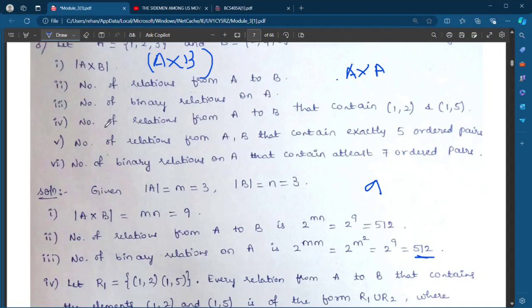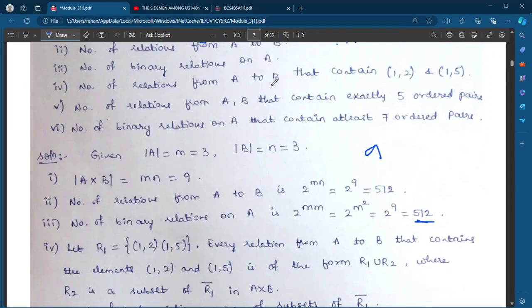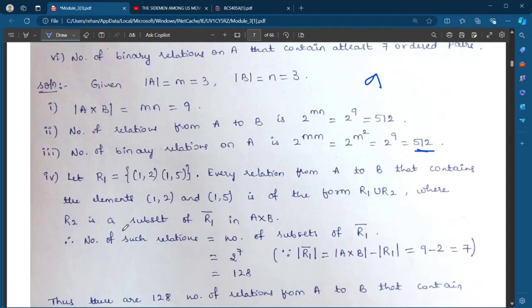Okay, then the fourth one: the number of relations from A to B that contains (1,2) and (1,5). Let R1 be equal to {(1,2), (1,5)}. Every relation from A to B that contains the elements (1,2) and (1,5) is in the form of R1 union R2, where R2 is a subset of A cross B. Okay, so here we get one relation from A to B, that is R1, and another relation R2.